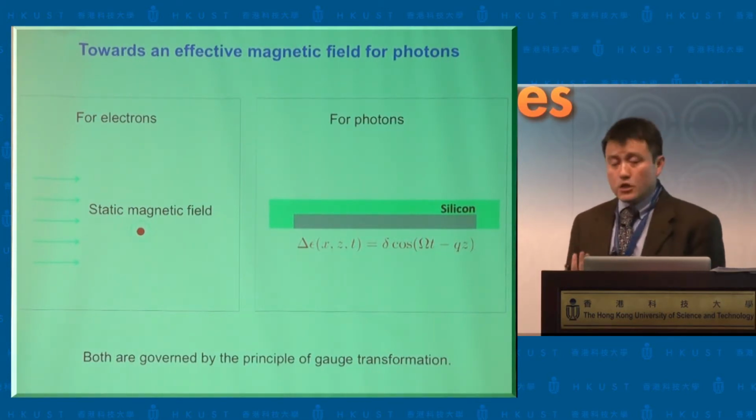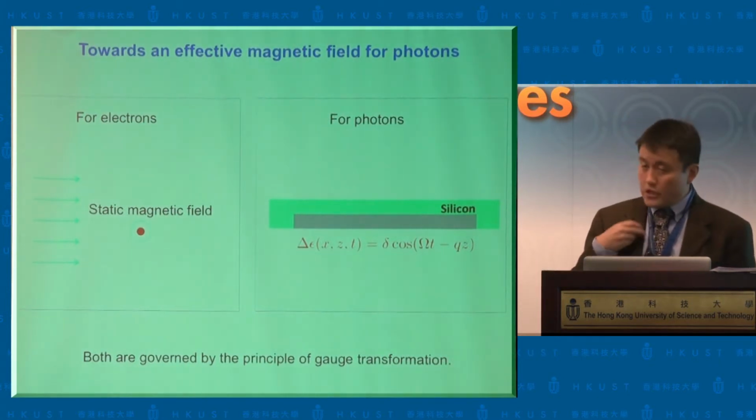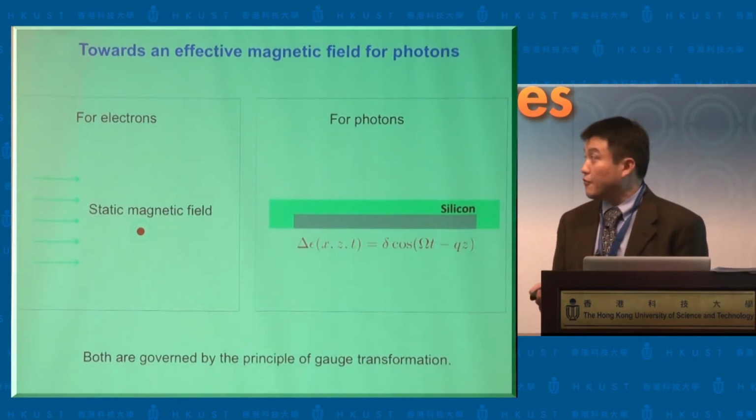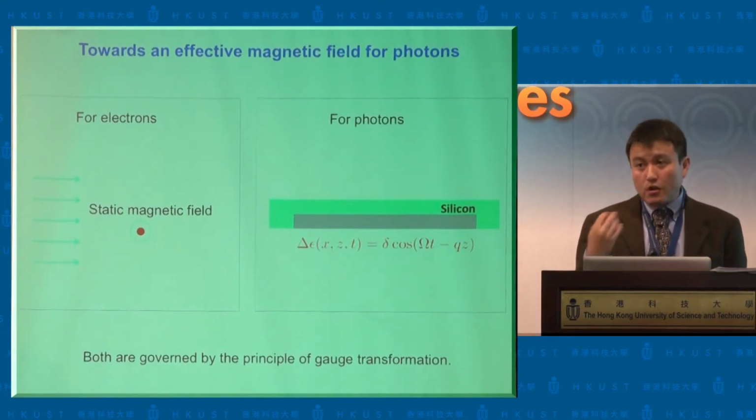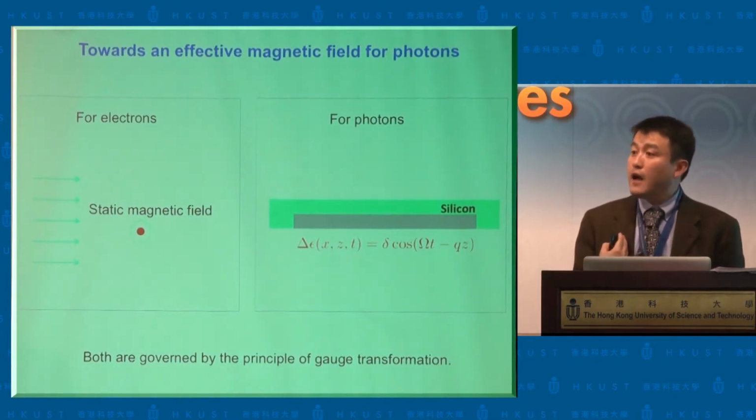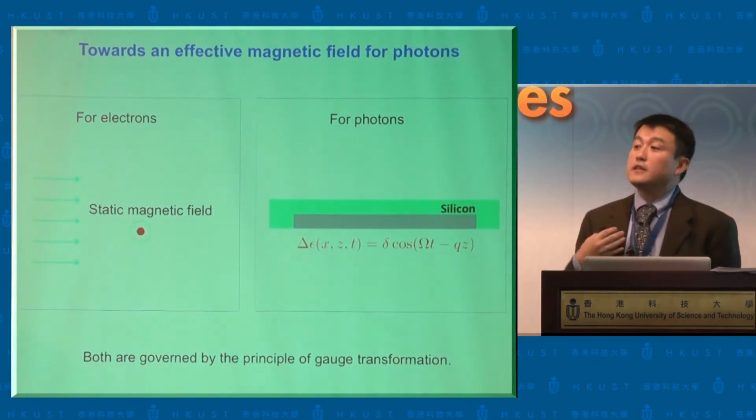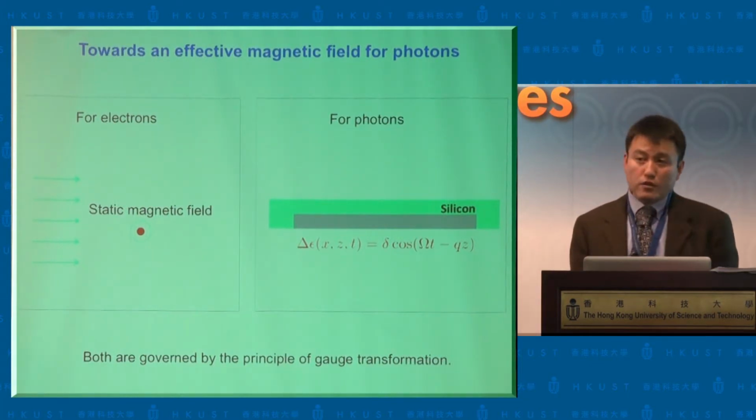Now, one of the interesting points, of course, about gauge field or a magnetic field is that it's intrinsically associated in the field theory with the charge of the electron. So there is no naturally occurring gauge field associated with photon. And so what we do here is try to synthesize a gauge field precisely for the photon wave function.